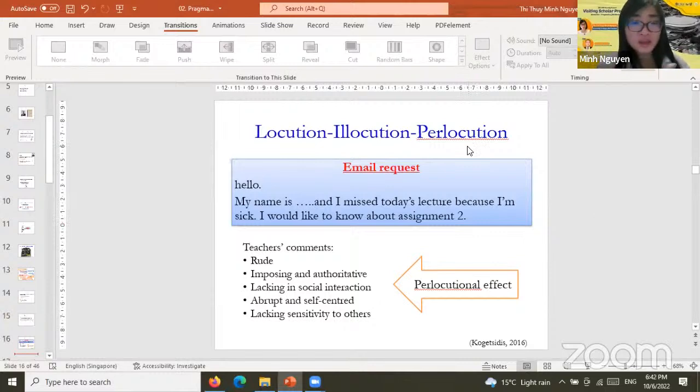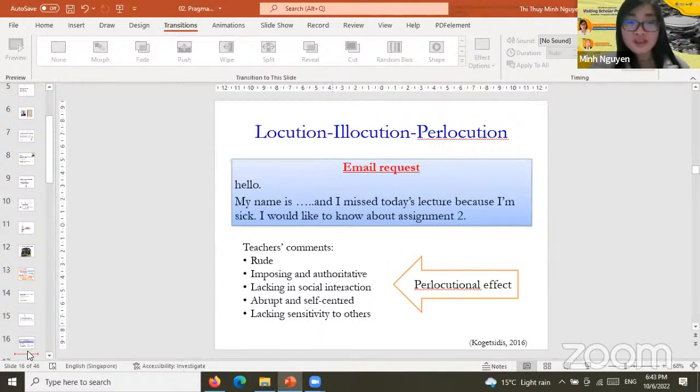creates on the recipient. So the teacher says, oh, it's so rude, so imposing and authoritative, lacking in social interaction, abrupt, self-centered, lacking sensitivity to others. All of these are perlocutionary effects, and the student may not get the request granted because of that. Okay, because he or she didn't express the meaning appropriately, socially appropriately. So he or she may not get the request granted. Okay, so that's the perlocutionary effect.